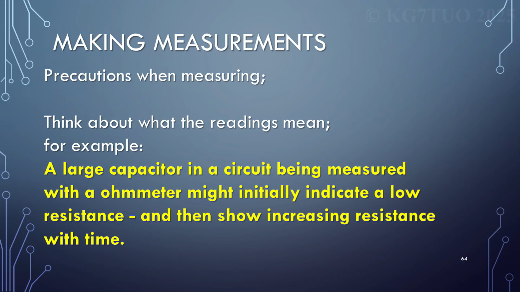So here's one of the things to be careful of. A large capacitor in a circuit being measured with an ohm meter, okay, might initially indicate a low resistance and then show increasing resistance with time. That's because it's charging up. Which makes it dangerous. We'll cover more on that later. Yeah, we'll cover that more in depth. But yeah, it's like, there's no resistance here. How come it's climbing?